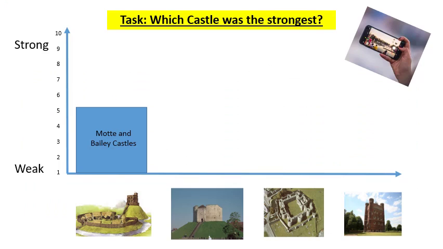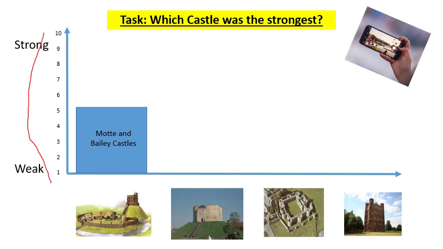Okay, so what I would like you to do here is create a bar graph. I've done an example of how to do it. So along here, we have got the numbers 1 to 10. 1 being really weak and completely rubbish, and 10 being a super amazing castle. No one would be able to attack it.